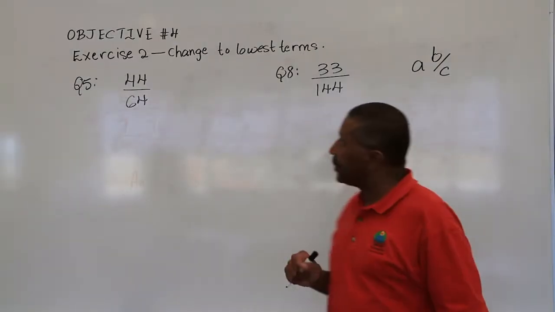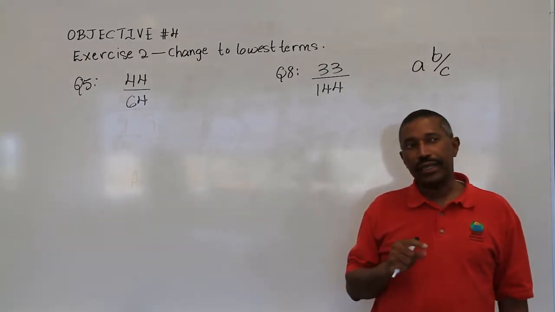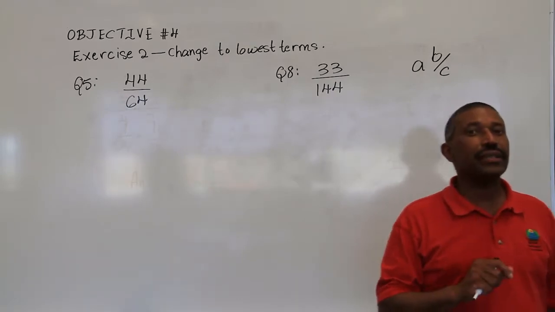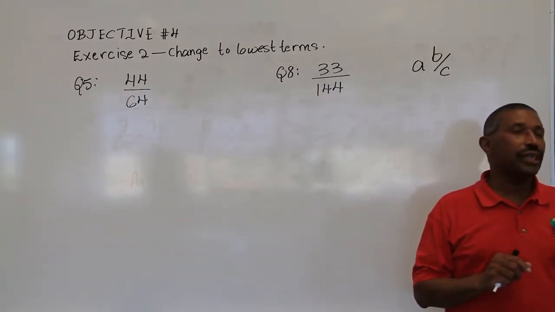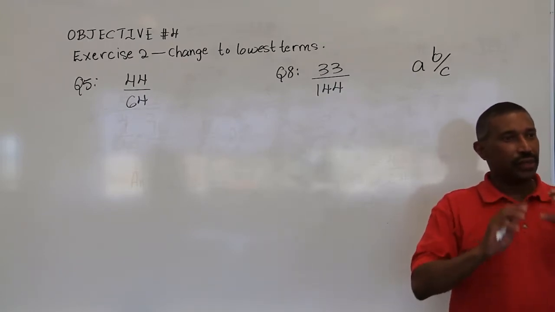For this next section, exercise 2, we're looking to change now to lowest terms. Now, how could we do that? What we have to do is very similar. We have to look again for the lowest common denominator, or a number, if you wish, that will divide both terms to make them smaller.